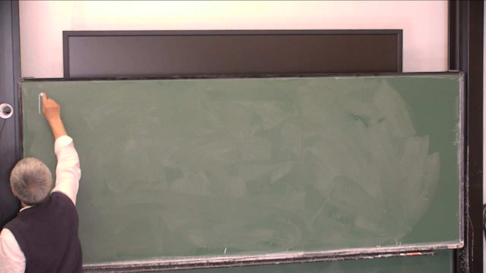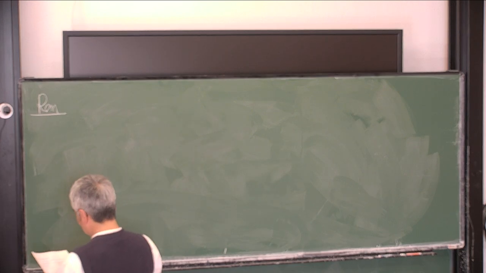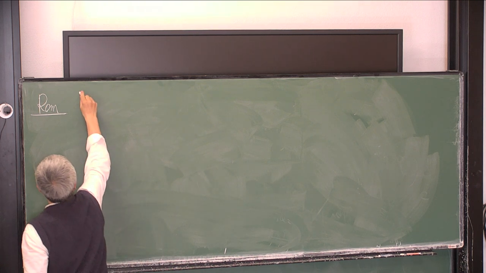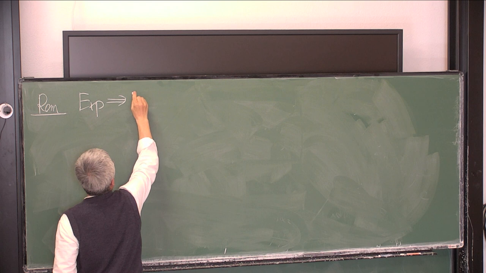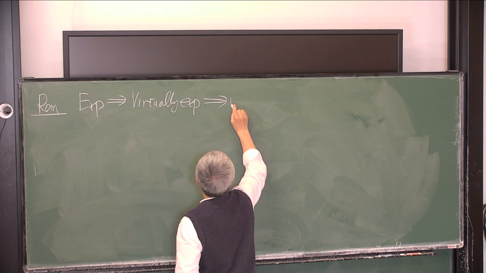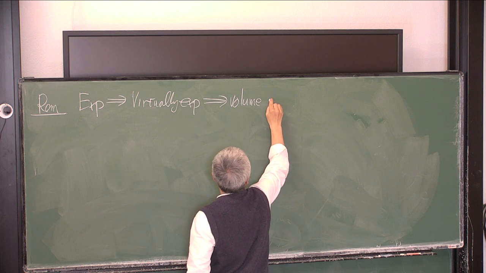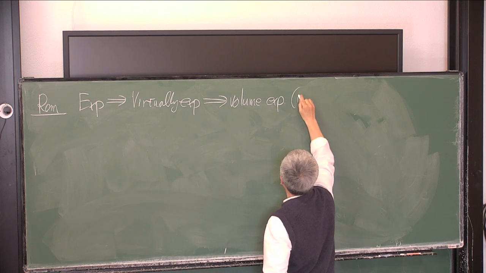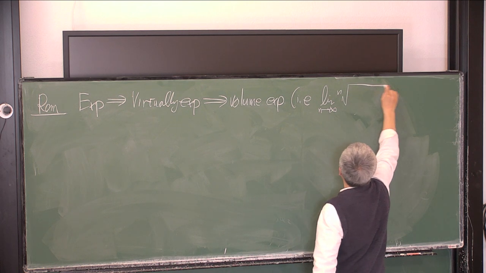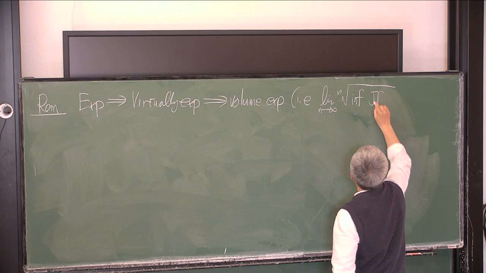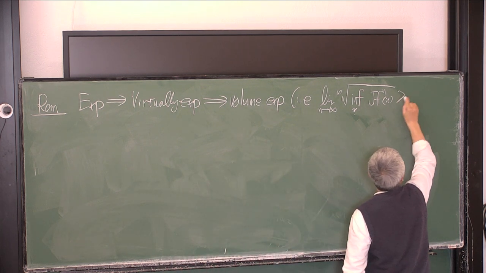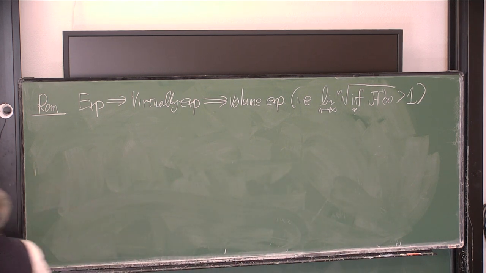So, one remark is that expanding implies virtually expanding. This implies that the limit as n goes to infinity of the n-th root of the infimum of the Jacobian of f^n at x is bigger than one. So we have this inclusion.